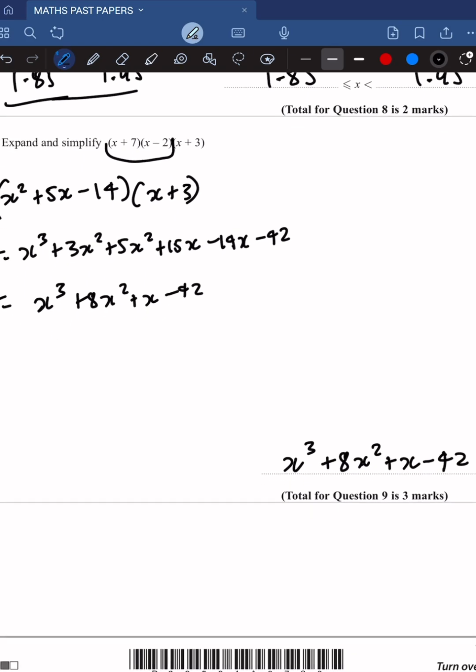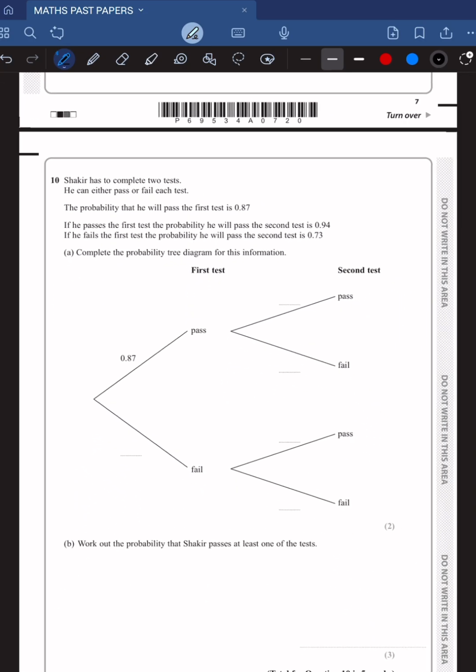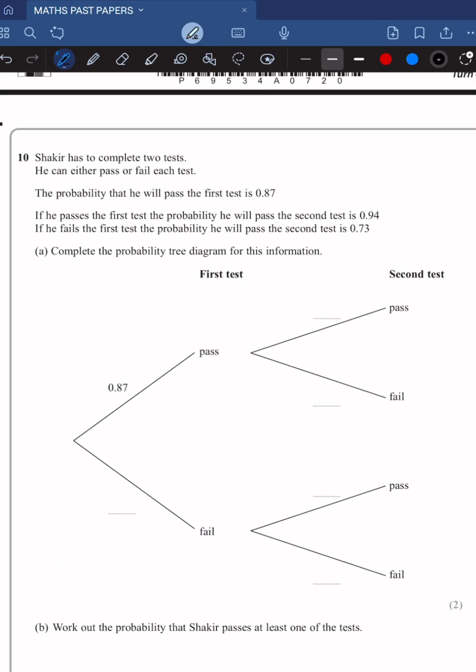Shakir has to complete 2 tests. He can either pass or fail each test. The probability that he'll pass the first test is 0.87. If he passes the first test, the probability that he'll pass the second test is 0.94. If he fails the first test, the probability that he'll pass the second test is 0.73. Complete the probability tree diagram.